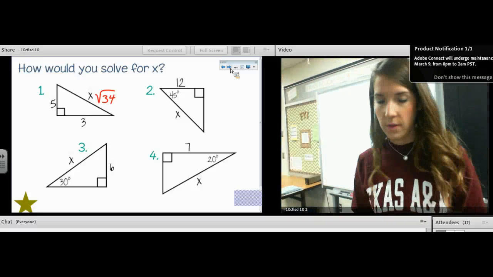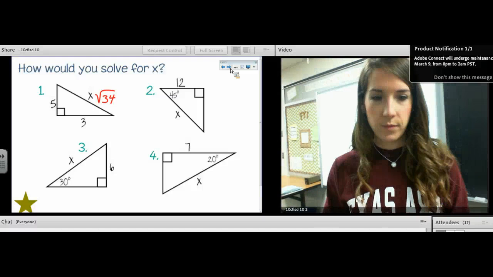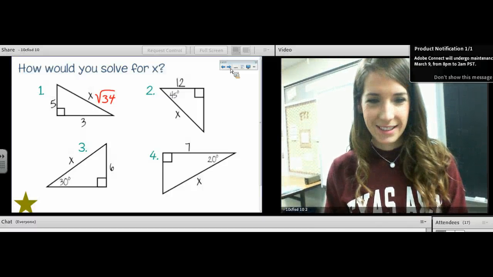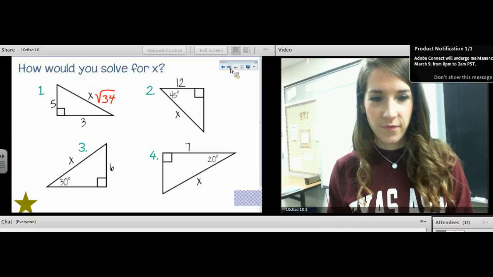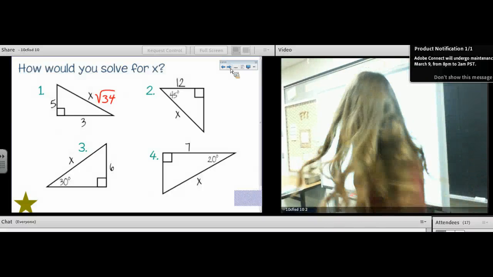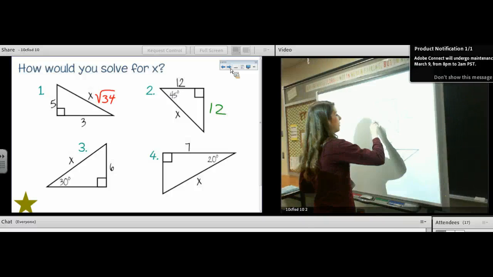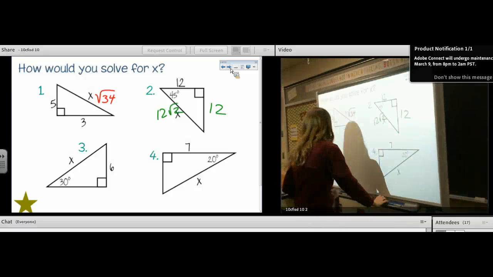Number 2. Albert, how would you solve number 2? Yeah, 45, 45, 90. 12, 12, 12 root 2.